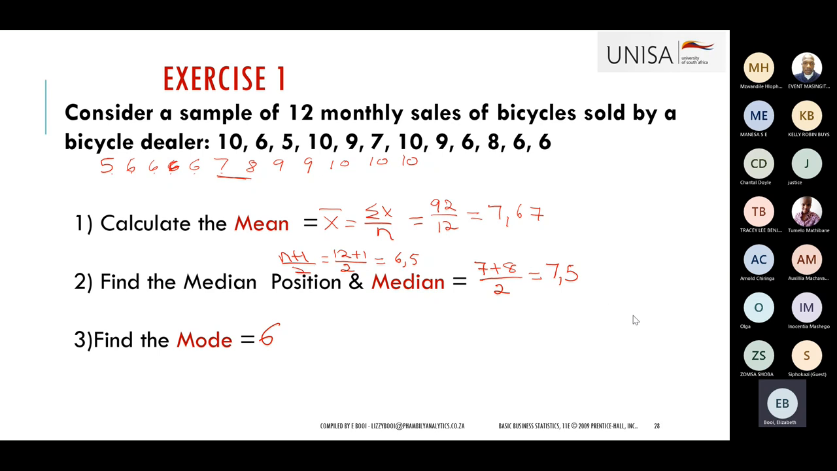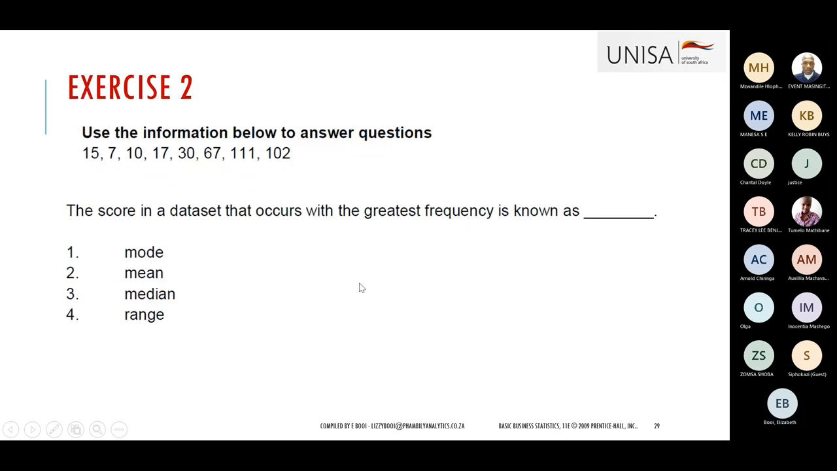The answer says it is 7.67. What did we write there? Oh, 7.67. If they say two decimals, then you need to round it off to two decimals. If they say one decimal, you just need to round it off to one decimal. Let's look at the next one.